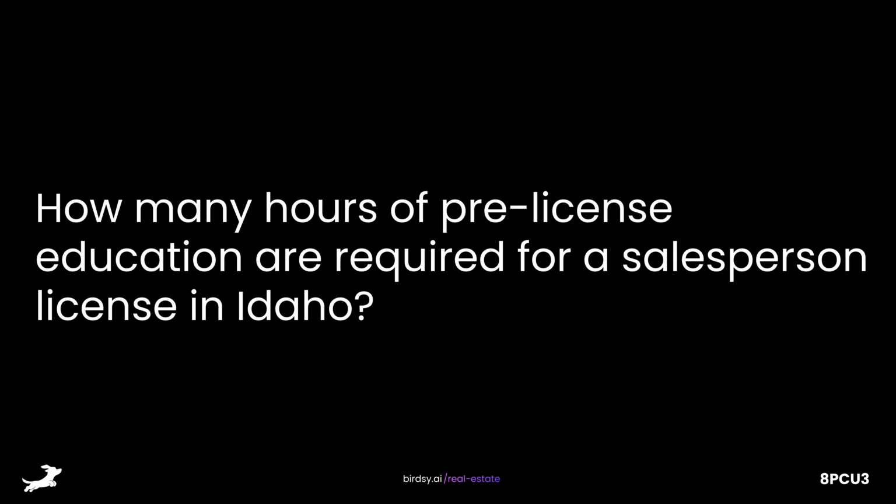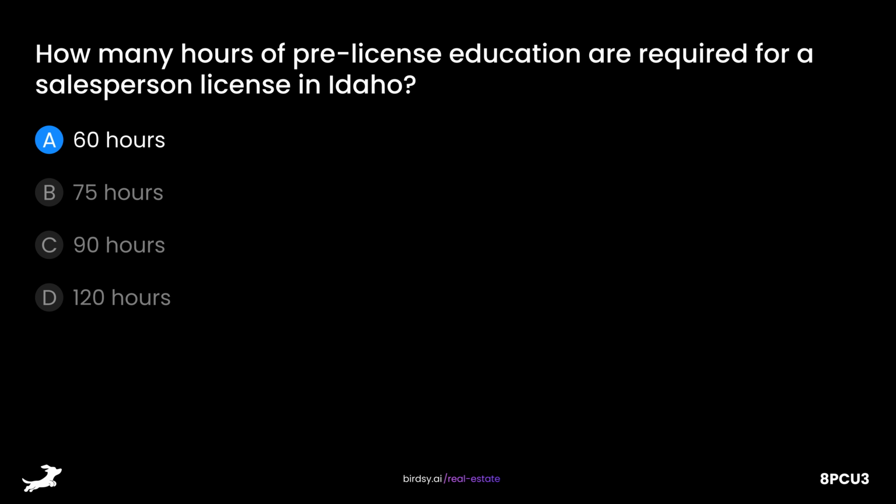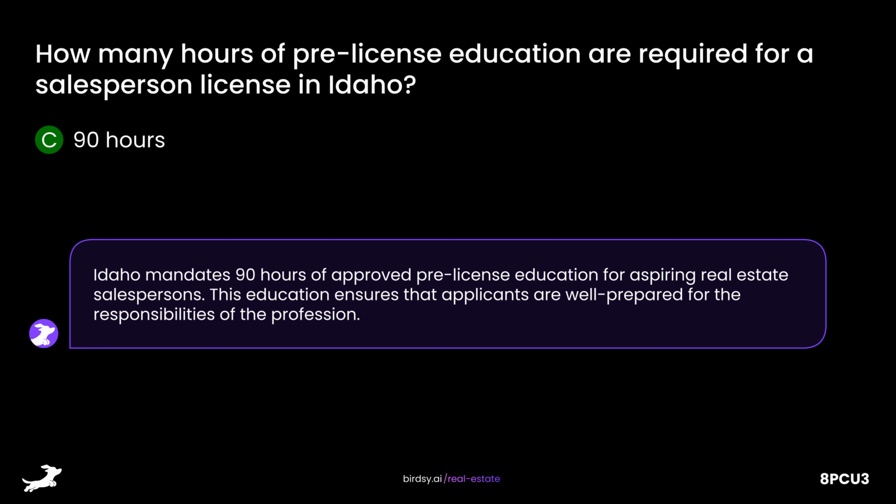How many hours of pre-license education are required for a salesperson license in Idaho? Is it A, 60 hours, B, 75 hours, C, 90 hours, or D, 120 hours? The answer is C, 90 hours. Idaho mandates 90 hours of approved pre-license education for aspiring real estate salespersons. This education ensures that applicants are well prepared for the responsibilities of the profession.